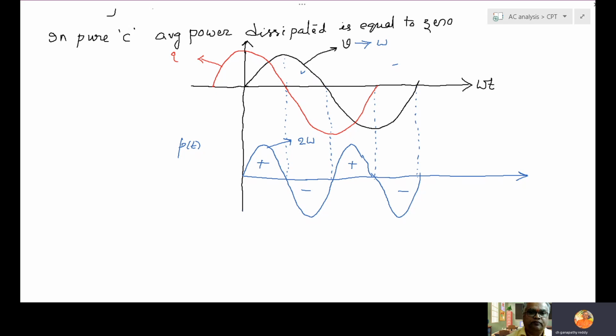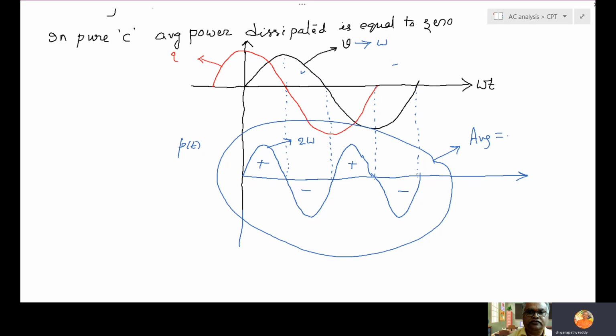Not only that, what is the average of this? This average is 0. Why is this average 0? Positive area and negative area are equal. So the average of this is 0.